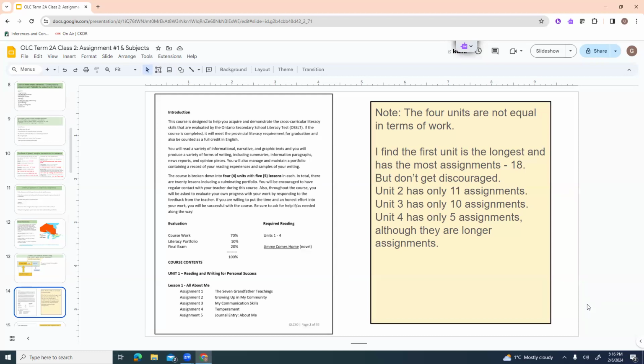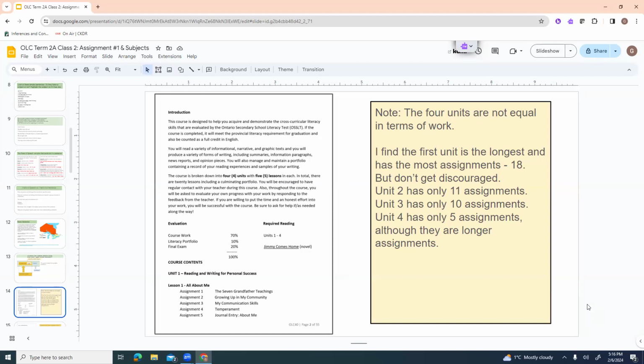So now we're looking at the overall course outline. All the assignments add up to about 70% of your mark. The portfolio of your work that we talked about is going to be 10% of your mark. And then there's a final exam that is worth 20% of your mark.